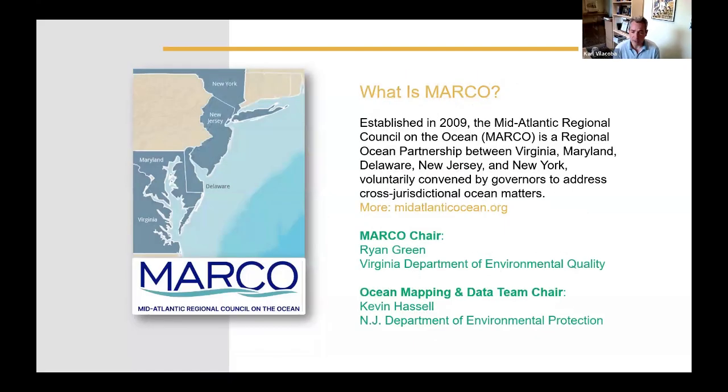And if you're not familiar with MARCO, it is the federally recognized regional ocean partnership for the Mid-Atlantic, formed by an agreement of the five governors in the Mid-Atlantic, which we would basically say are New York, New Jersey, Delaware, Maryland, and Virginia, all to work together on ocean issues of mutual interest. It is currently chaired by Brian Green from the Virginia Department of Environmental Quality.